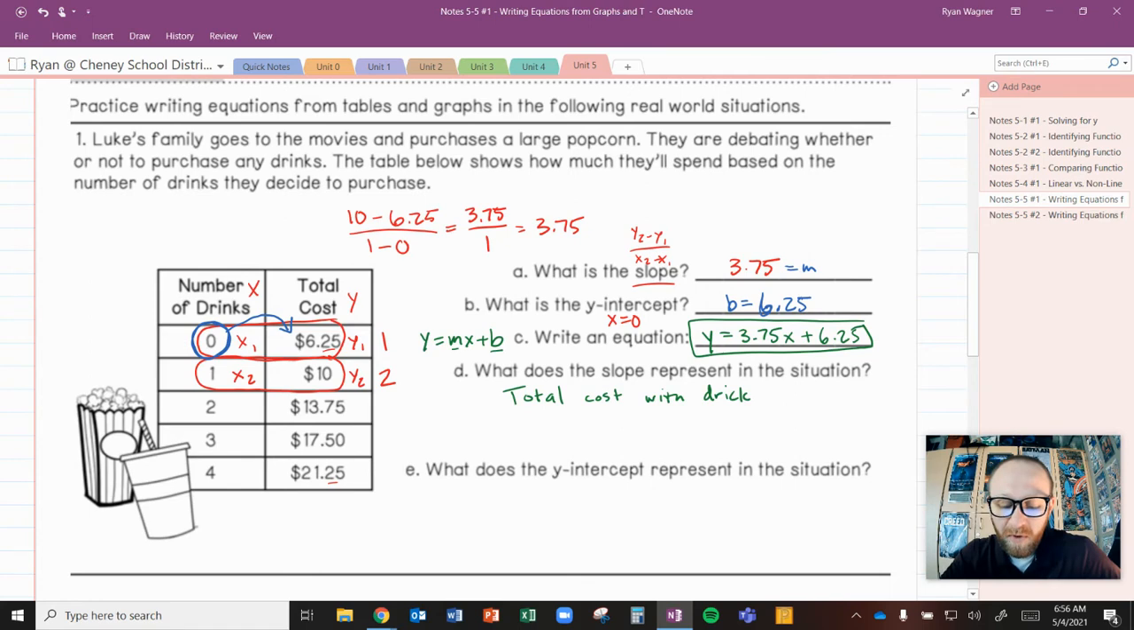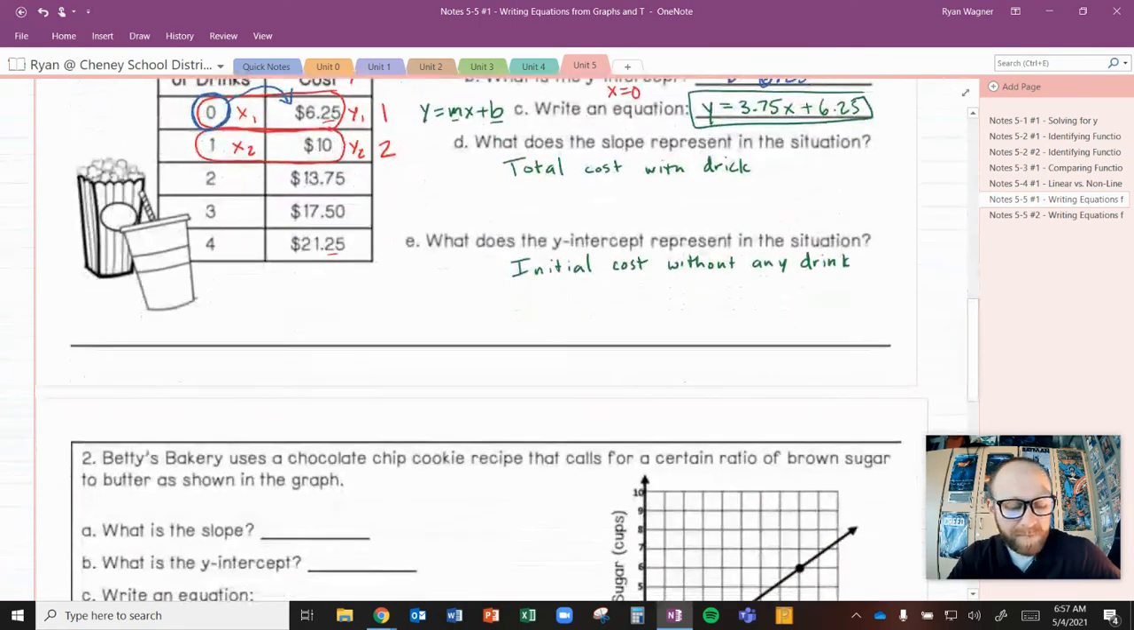Okay. What does the y-intercept represent? The y-intercept is the initial cost without any drinks. Because our y-intercept is where we start, (0, 6.25). So if they don't buy any drinks, it's $6.25. So our y-intercept is that initial cost before any drinks are added.